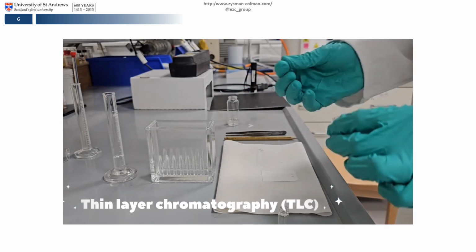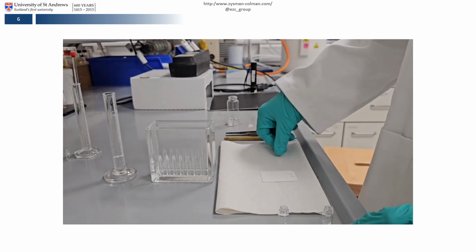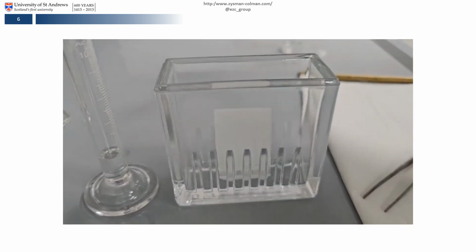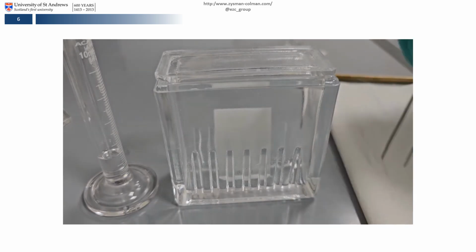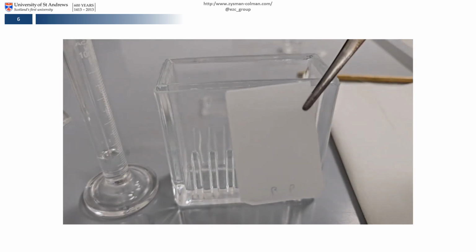TLC, or thin layer chromatography, is a method to separate and analyze compounds in a mixture. It involves spotting the mixture onto a thin layer of material and placing it in a solvent chamber. As the solvent moves up the plate, it separates the compounds, allowing us to see the progress and identify the reaction products.